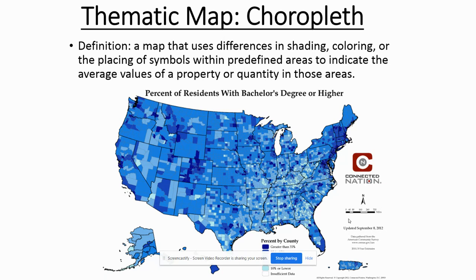bachelor's degree. So the thing about a choropleth map is it shows differences in shading or coloring. And in this case, you have the different shades of blue that shows percent by county. So the different shades of blue, usually the darker the shade, the higher the amount. So it could be a percent or it could be a number, and typically the lighter the shade, the less of whatever it is that it's showing. So that's a choropleth map. Notice it's all different shades of blue, okay?